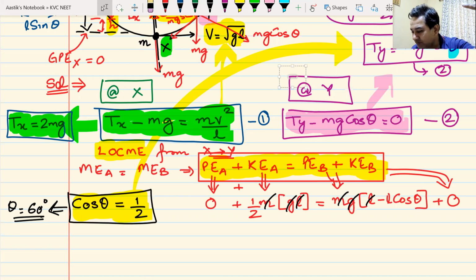So far, so good. Then we just put the value of cos theta in the second equation, and we get the value of tension at point Y. Remember, it is not coming as 0. It will never come as 0. Tension cannot be 0 in the lower half. You already know this.